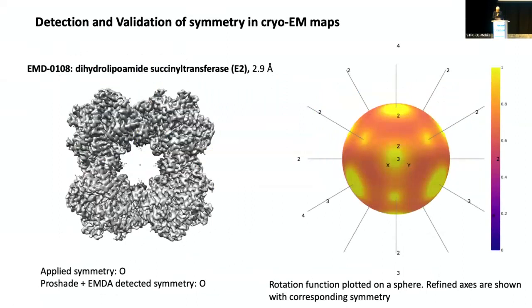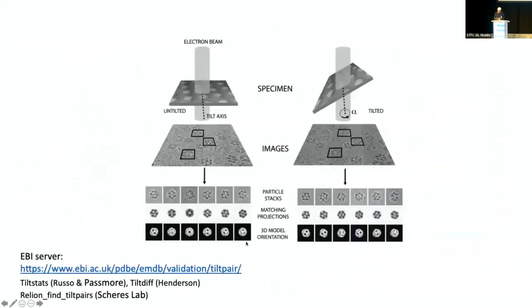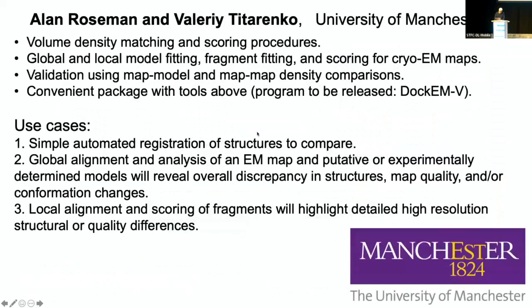For a long time on this table was the importance of being able to take a map and evaluate its symmetry. And again from Rangana, Garib, and co-workers, there's been the ProShade tool in the past, and now further enhancements in order to be able to identify the symmetry clearly. Alan Roseman and Valery Tintorenko have also been working on volume matching tools within a framework called DockEM V, and that's something that is also a part of CCP-EM, with the general idea of globally aligning maps and being able to do searches of fragments against map, and we think that will also be important in the world of in situ studies.